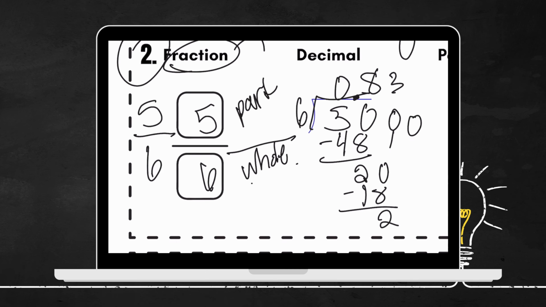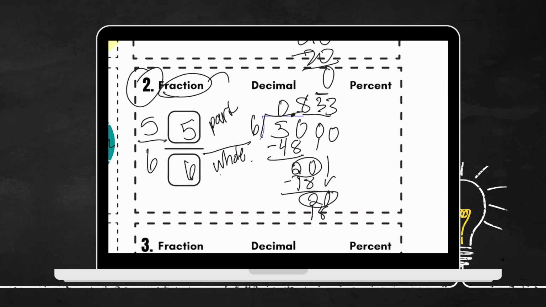Uh-oh. So I'm going to start recognizing a pattern. I bring down, I have a 20 again. So it's going to go in 3 times. 3 times 6 is 18. And now we know that this is a repeating decimal. So remember, this is the tenths place value, the hundredths, thousandths place value. So it would be 83 hundredths, or we can think of this as 83.3 repeating percent is how we would write that.